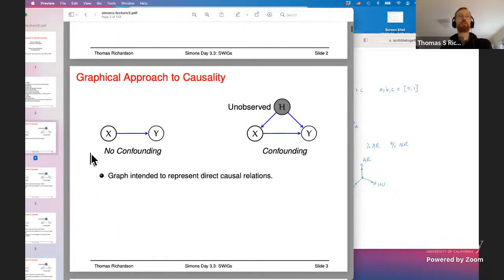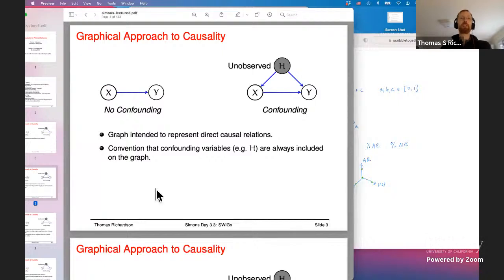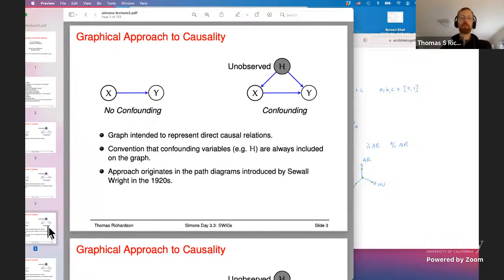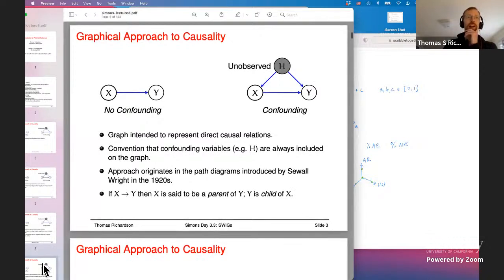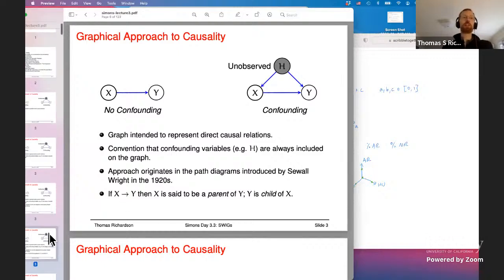So up to this point, this is just review. We had the graph on the left, which represents no confounding. The graph on the right is confounding. Remember the convention that when we draw a DAG and interpret it causally, we're obliged to always include hidden variables if hidden variables are present. This approach originates with work of Sewell Wright in the 1920s, a geneticist. And this is terminology that you already know.